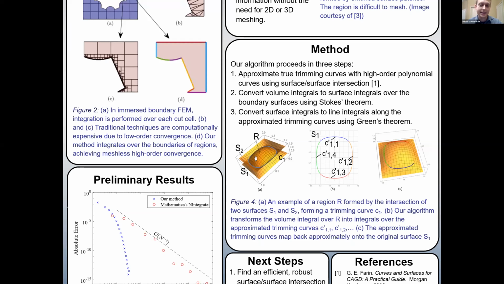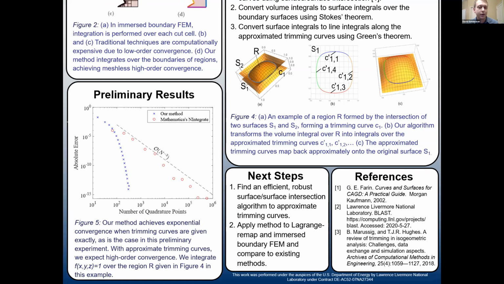The second step is to convert this volume integral over R into a sum of two surface integrals over the two bounding surfaces, and of course, there could be more bounding surfaces. That's using Stokes theorem. Then the third step is to convert those surface integrals into a sum of line integrals over the component approximated trimming curves. Because all of these steps are done to high order, the entire algorithm is high order convergent.